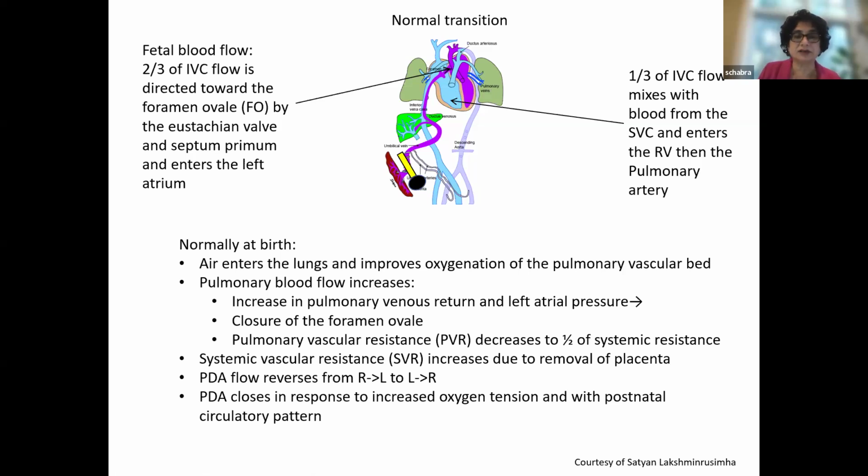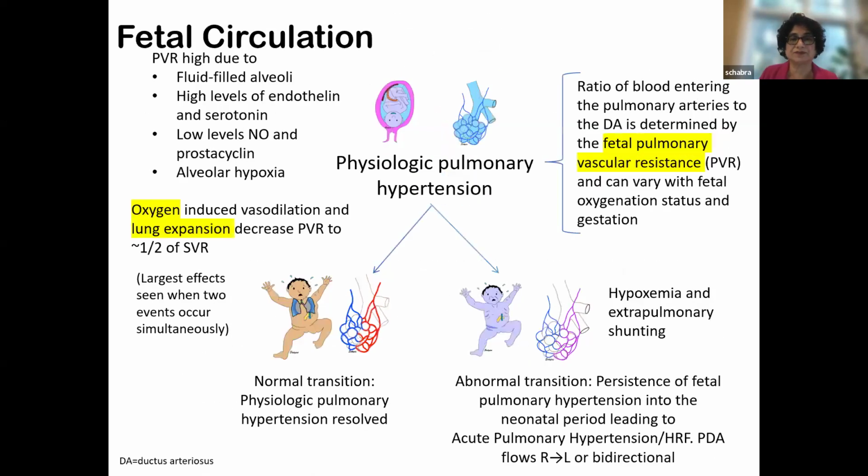And systemic vascular resistance also increases when you clamp the umbilical cord and remove the placenta. Therefore, the PDA flow reverses, which was initially right to left. It now becomes left to right. And subsequently, the PDA will close in response to increased oxygen tension, with the postnatal circulatory pattern.